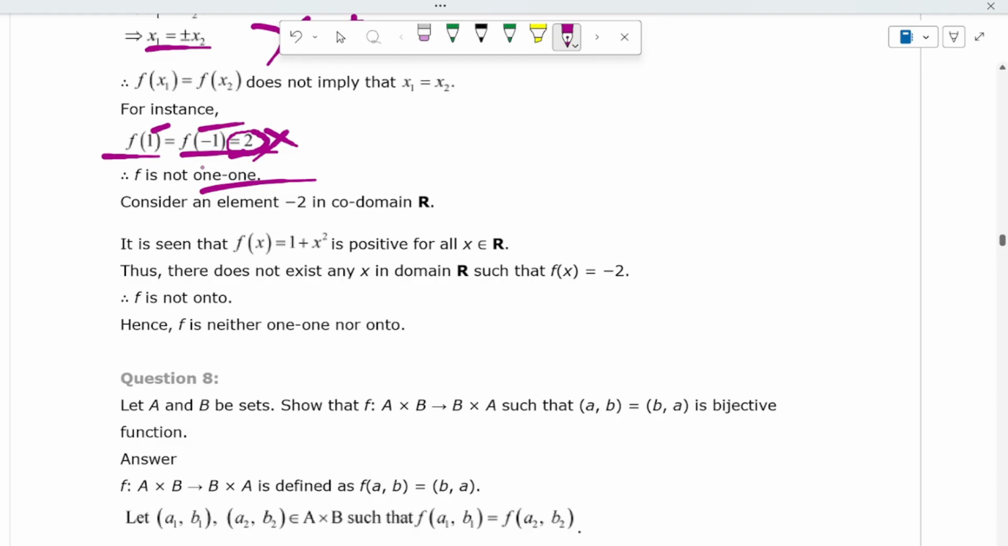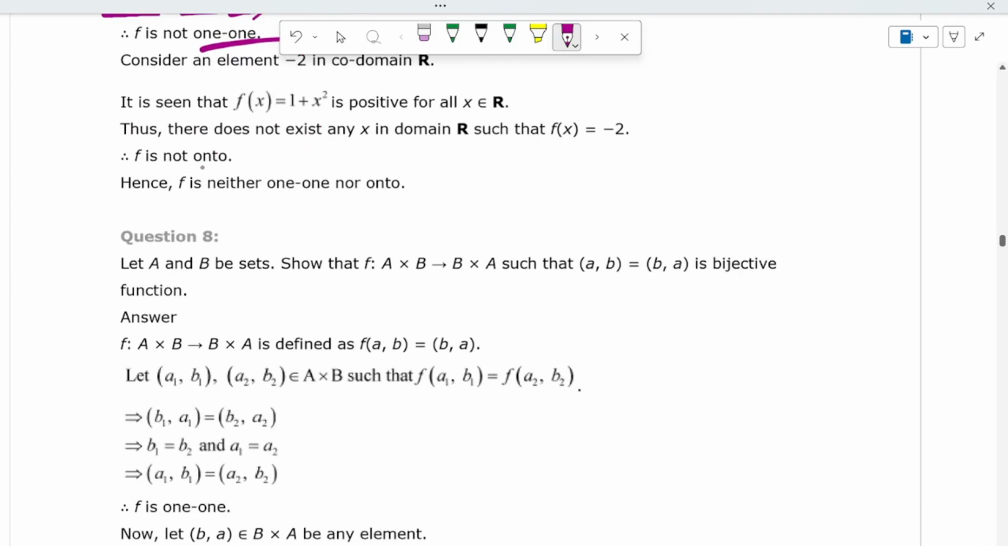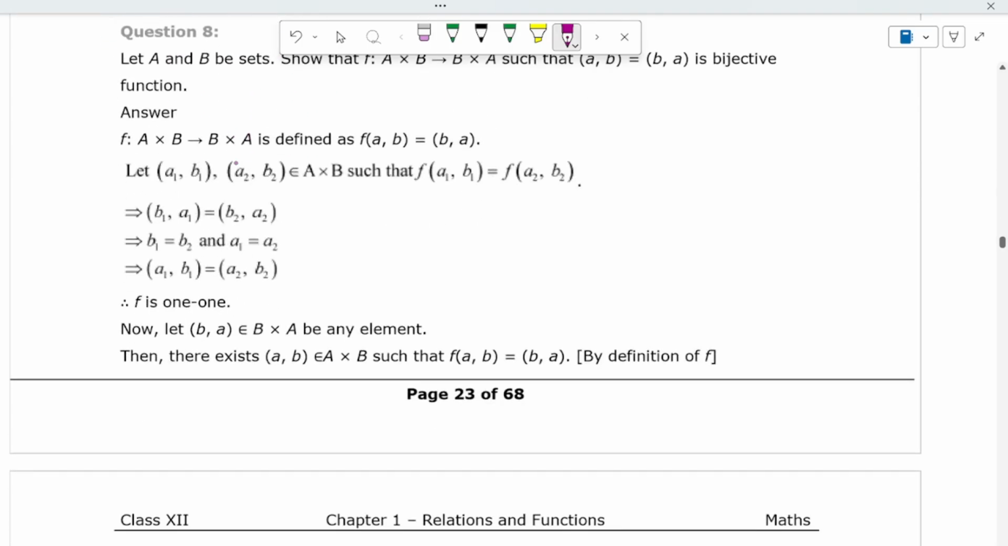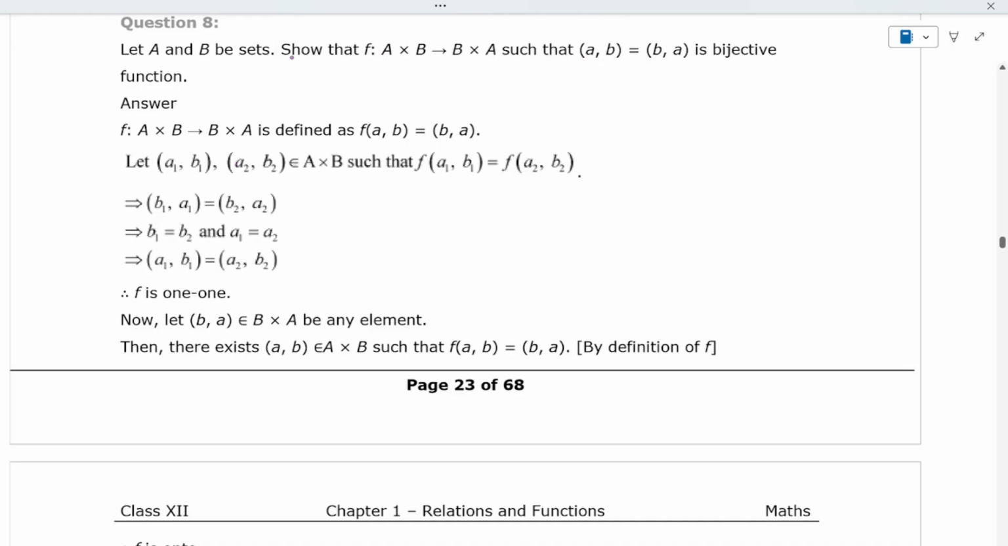And next, the value is same, 1 plus x square you consider, and if you take some value as negative, minus 2, the value is not present in the domain, so we say that it is not onto. It is neither 1-1 nor onto. Next, let A be, they have given a set, and we have to show that f of a, b is bijective.